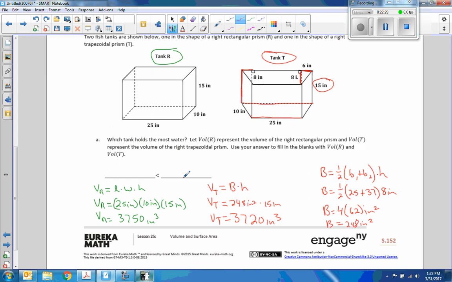Remember that? Okay, but anyway. So, that's the volume of the, I'm not going to put the amount here because read the directions. Use your answer to fill the blanks with vol R and vol T. Vol R is greater, so I'm going to put the volume of R here, and the volume of T was less, so I'm going to put vol T here. And I've answered the question. Be careful how they word it. Answer them the way they ask.